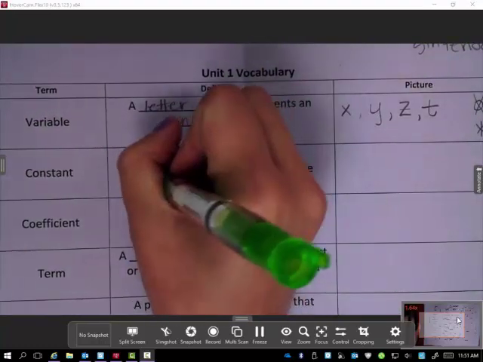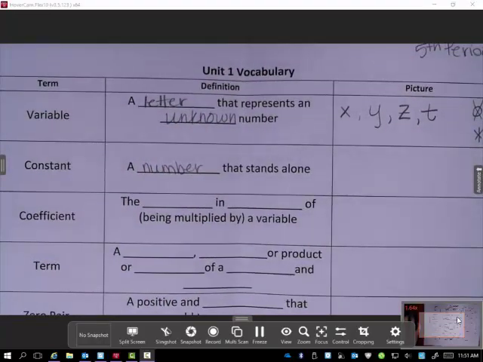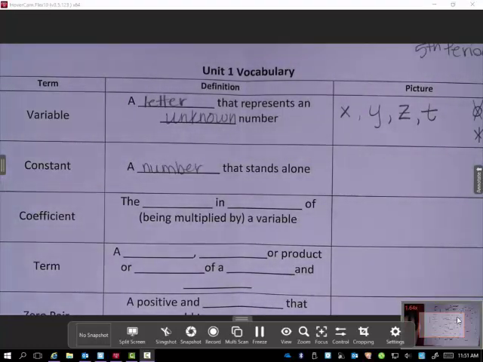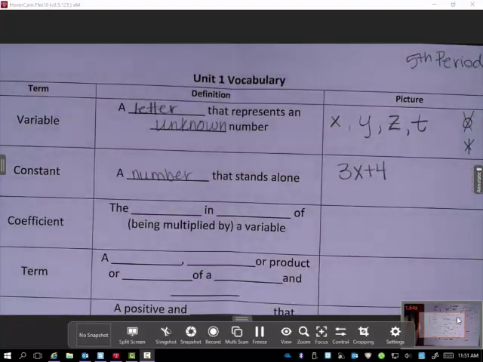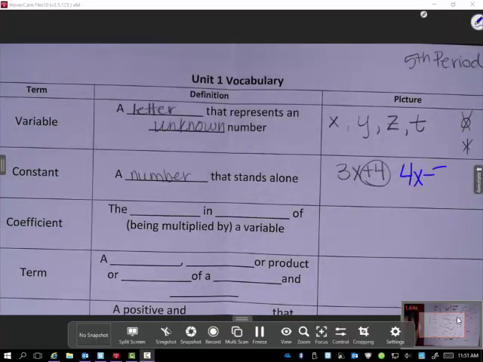Constant means that it's a number that stands alone. What that means is that it does not have a variable attached to it. So a constant would be like if we had this expression right here. Which one of those would be the constant? The 4. It's important for you to pay attention to the sign that goes with that number, because let's say I have 4x minus 7. What's the constant? -7, because there's a negative sign in front of it.